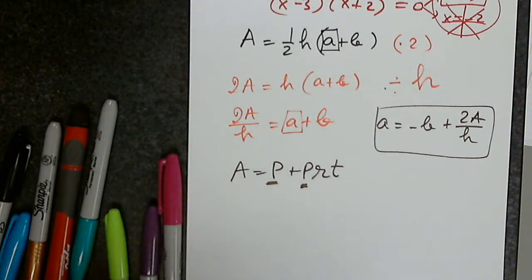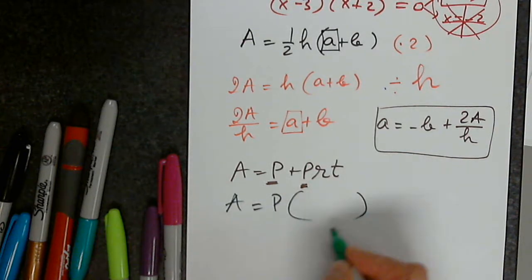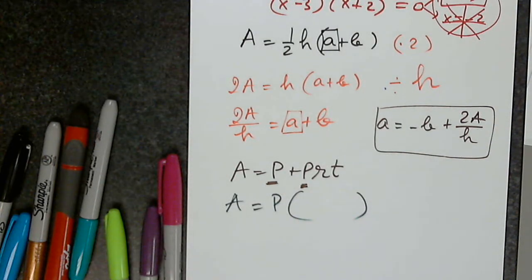If I subtract P, I will not be able to solve. I cannot factor out P, indeed. I start with two terms. I have to have two terms in parentheses.